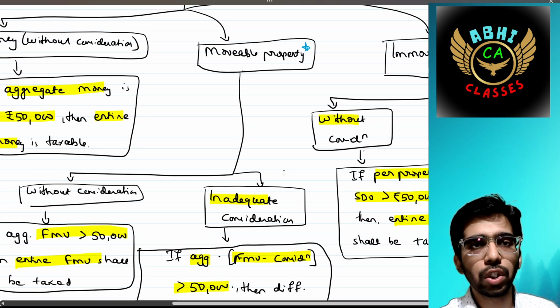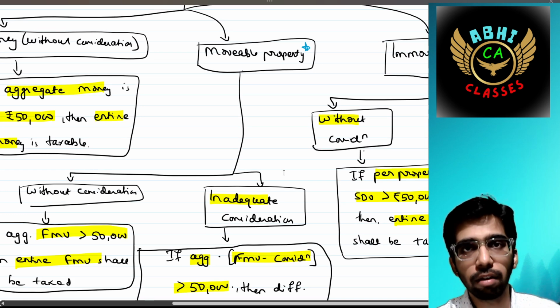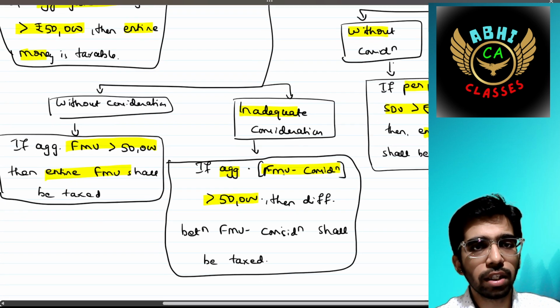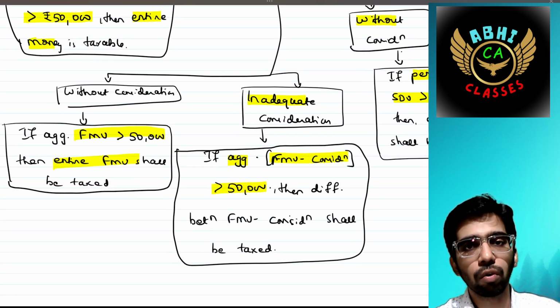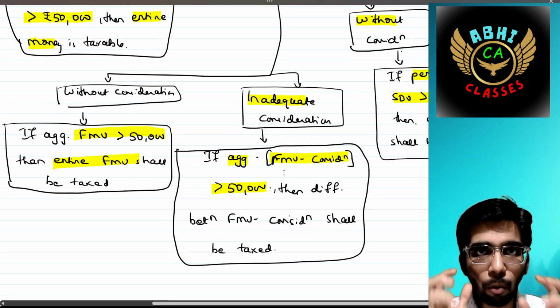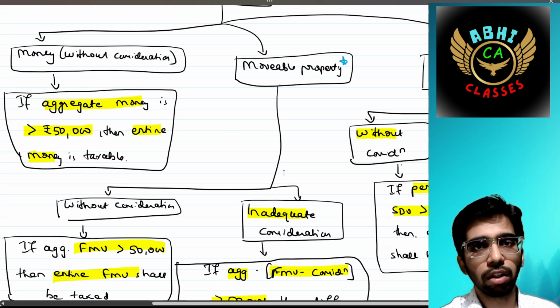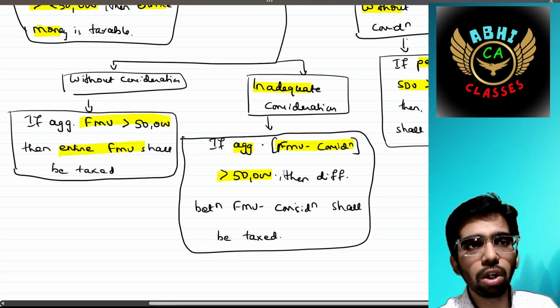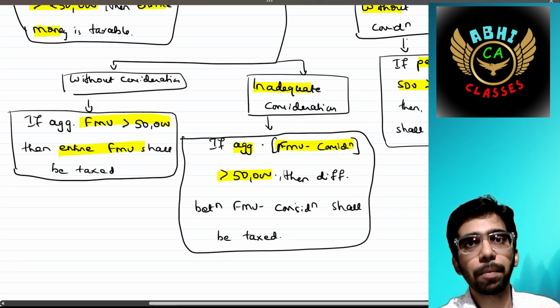Then if you receive any movable property as a gift, we are going to check whether that is a monetary item, which I have mentioned with a star mark there, which we will discuss below under the note, without consideration, that movable property is without consideration.